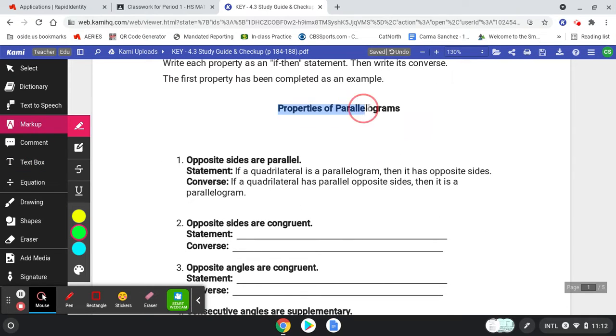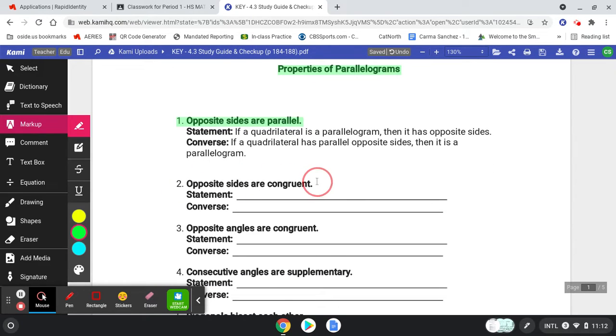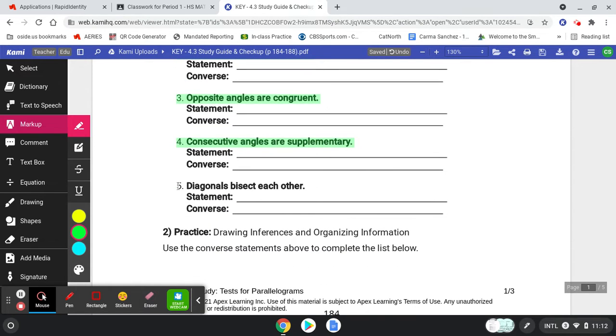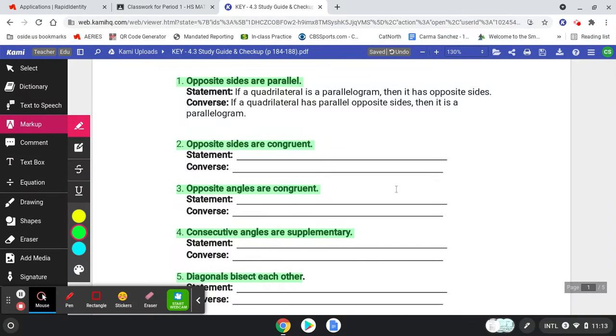So for example, the properties I'm talking about: opposite sides are parallel, opposite sides are congruent, opposite angles are congruent, consecutive angles are supplementary, and diagonals bisect each other. Once we know something's a parallelogram, we know all these things to be true. So let's talk about a couple of if-then statements, and then what would be the converse of that? What could I say about it in reverse?